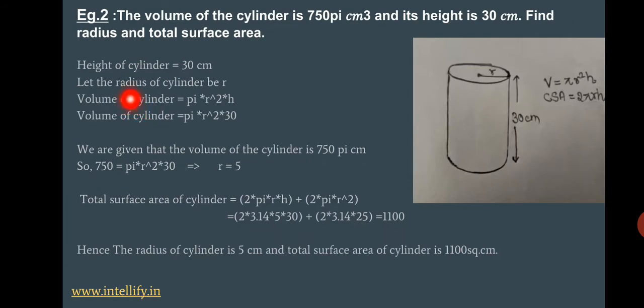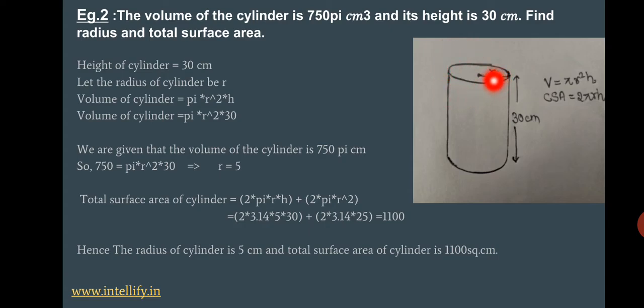Let us see the second example. The volume of the cylinder is 750 pi centimeter cube and its height is 30 centimeter. Find the radius and the total surface area. To solve any question, first you have to draw the figure, draw the cylinder according to the question.